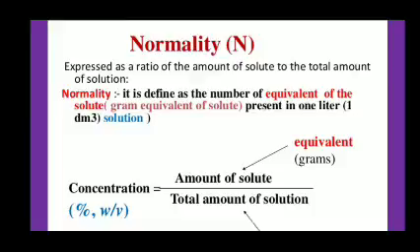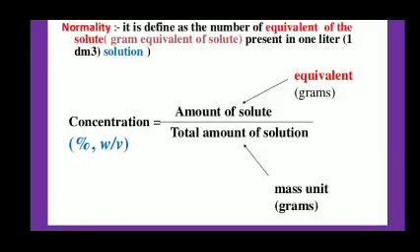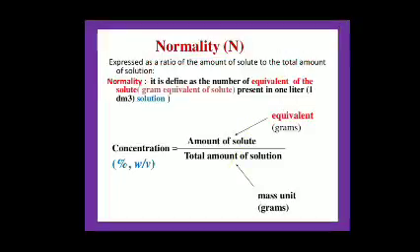Normality is defined as the number of equivalents of the solute present in 1 liter of solution. Concentration is equal to the amount of solute by total amount of solution. Concentration in terms of weight by volume, mass of solute in grams.